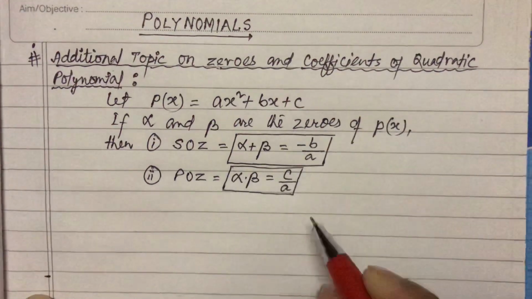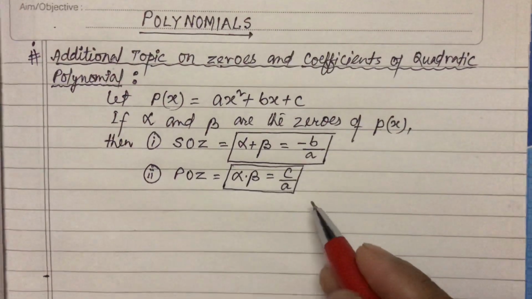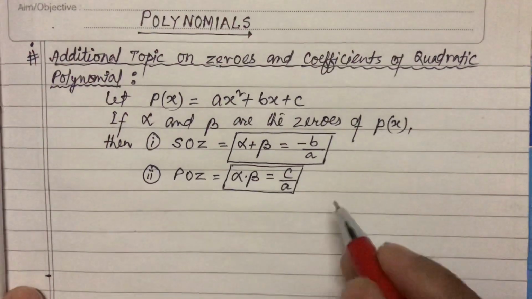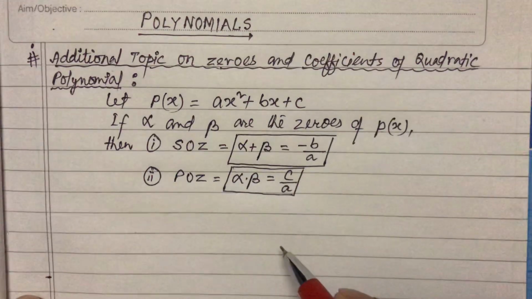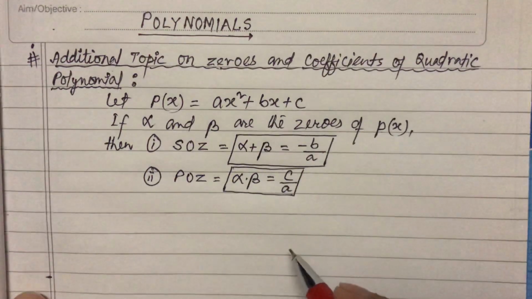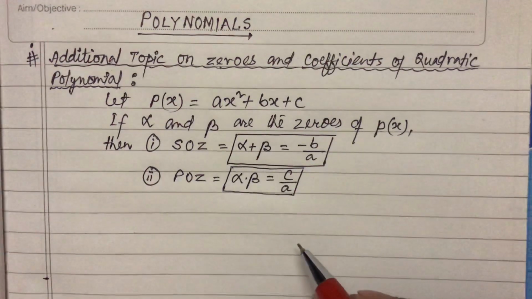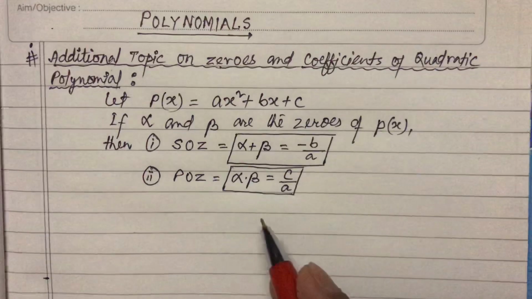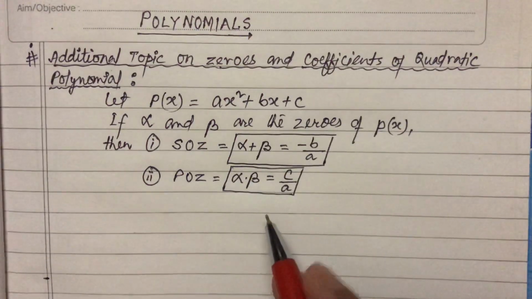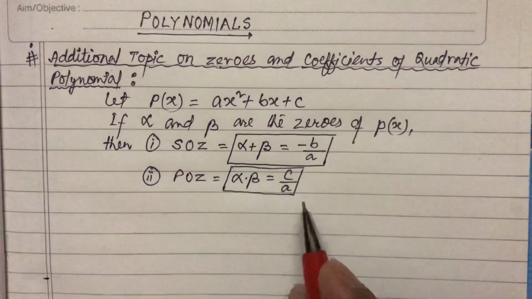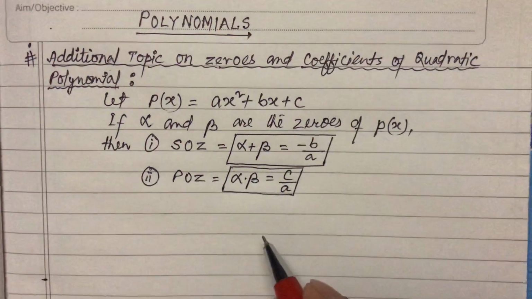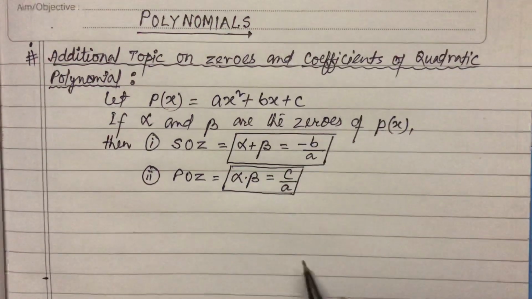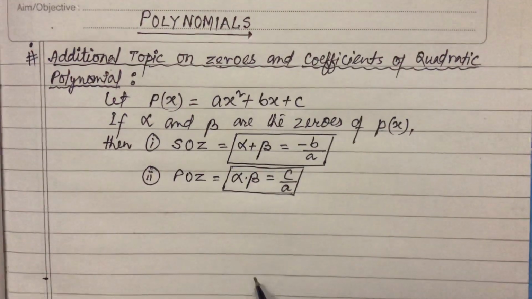Now this is the concept we need here, and besides this we need the algebraic identities. Some of the algebraic identities we will need here, and those identities we have already discussed; I have given them to you in the class. So refer to that identity wherever it is required. Okay, now let's go to the question.